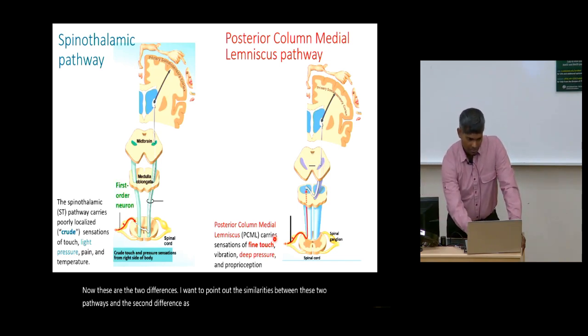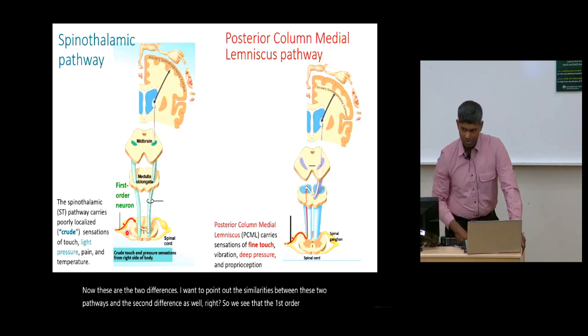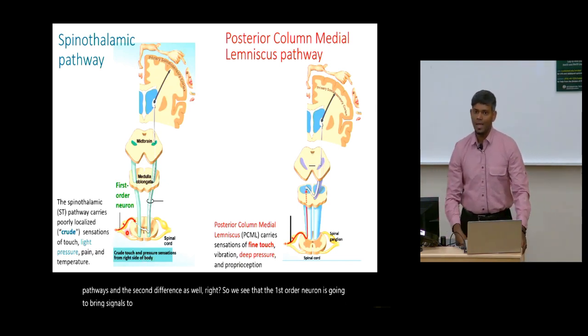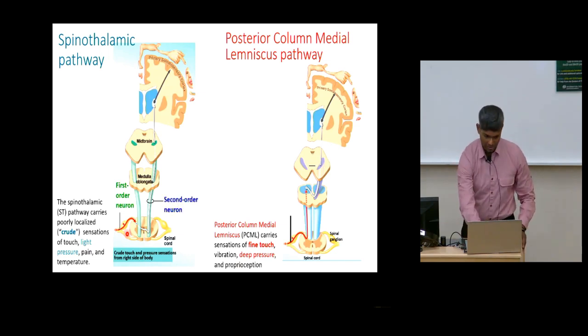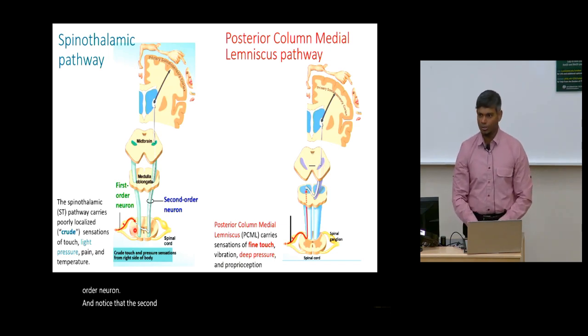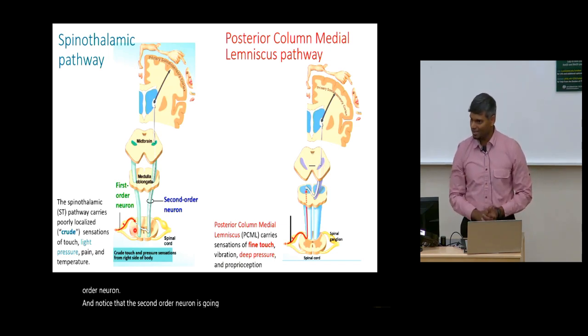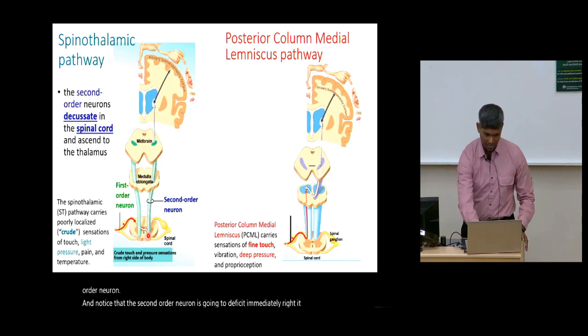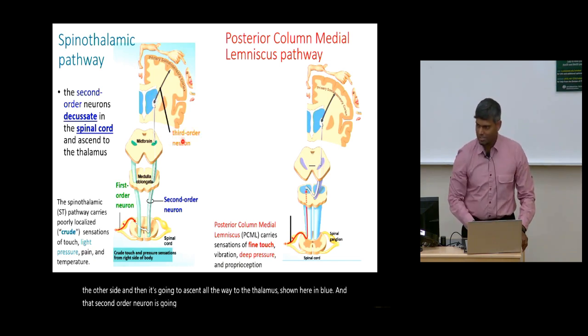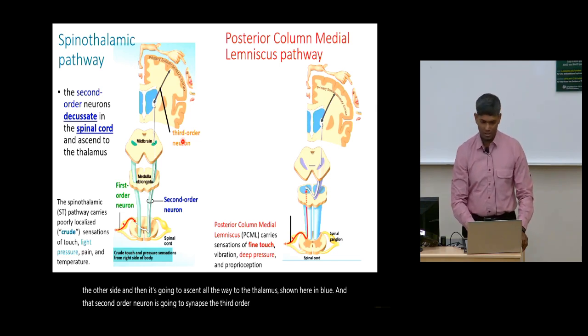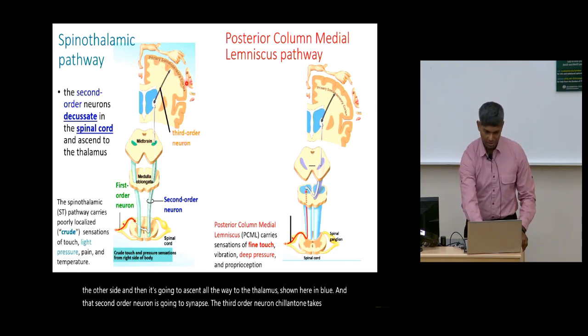Right? So, we see that the first order neuron is going to bring signals to the spinal cord, and in the spinal cord it's going to synapse with the second order neuron. And notice that the second order neuron, it's going to decussate immediately, right? It moves over to the other side, and then it's going to ascend all the way to the thalamus, shown here in blue, and that second order neuron is going to synapse with the third order neuron, which will in turn take signals to the primary somatosensory cortex.